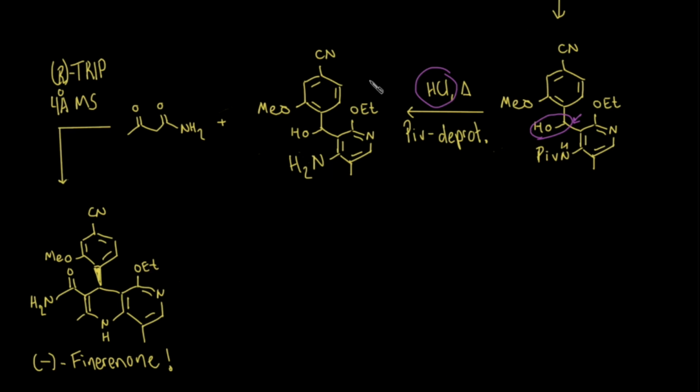The next step of the reaction was the reaction between this free amine and this beta-keto amide using this chiral catalyst, which is a phosphoric acid catalyst, and then some 4 angstrom molecular sieves to remove water during the reaction. And what's really interesting is that they actually get their desired product already now, this minus Finerenone.